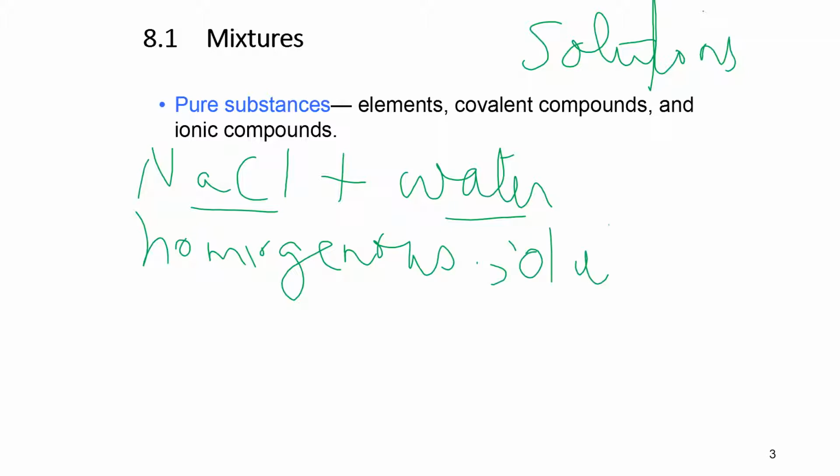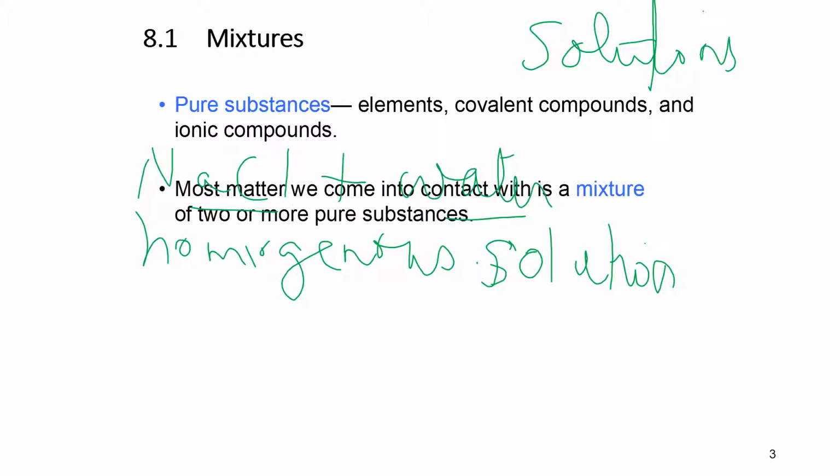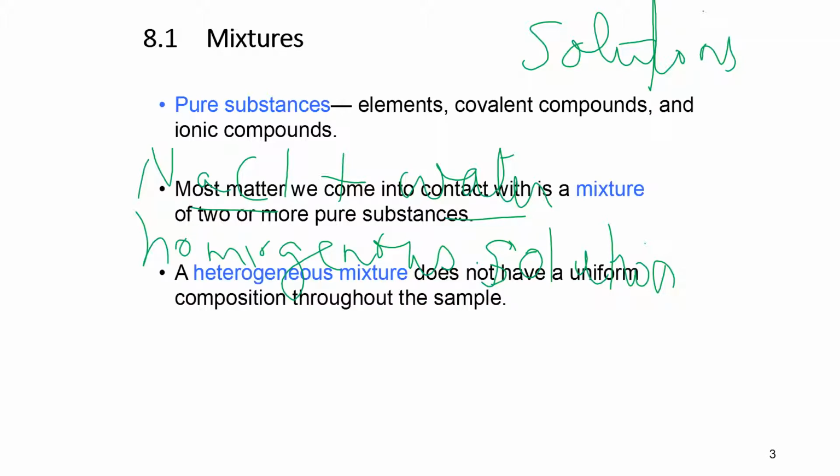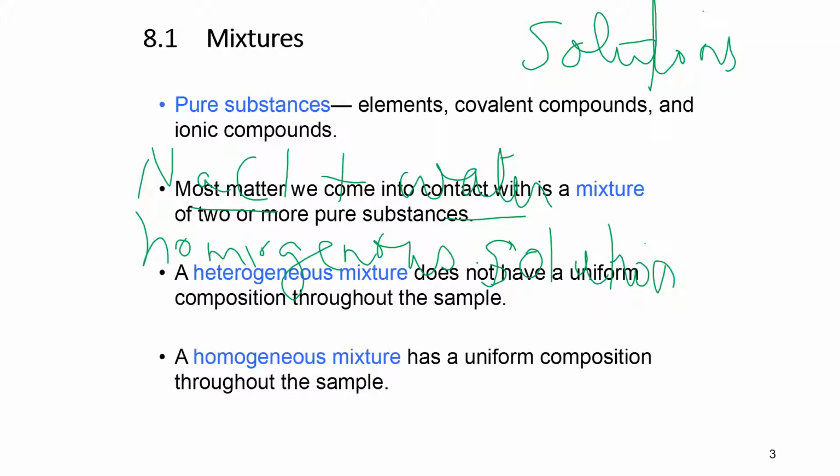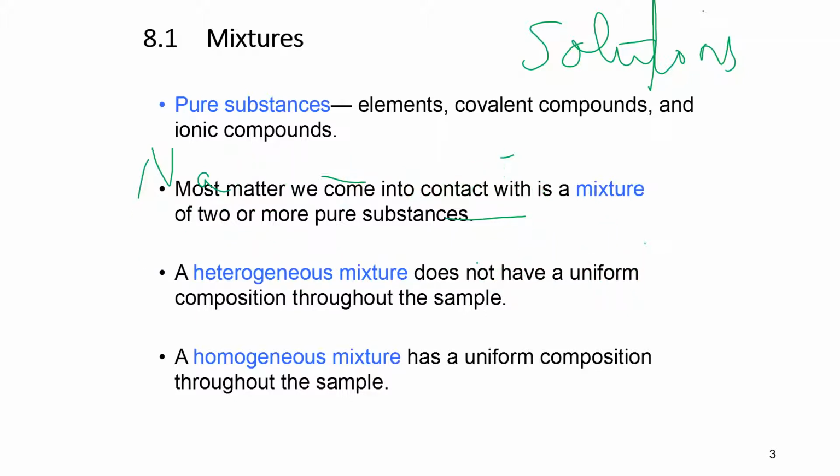On the other hand, you have sand and water, where you can see the sand separately and the water separately. Those types of things are called heterogeneous mixtures. They do not have uniform composition throughout their sample, and you can see the sand separate, the water separate.